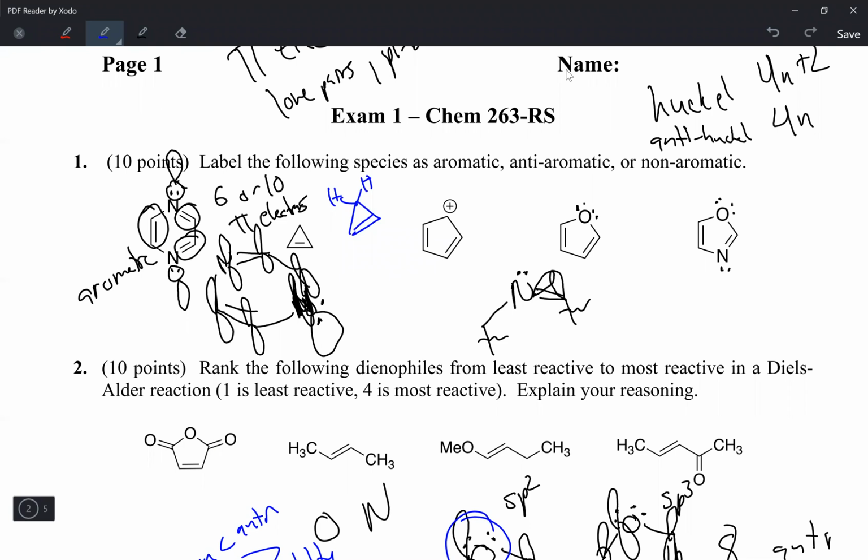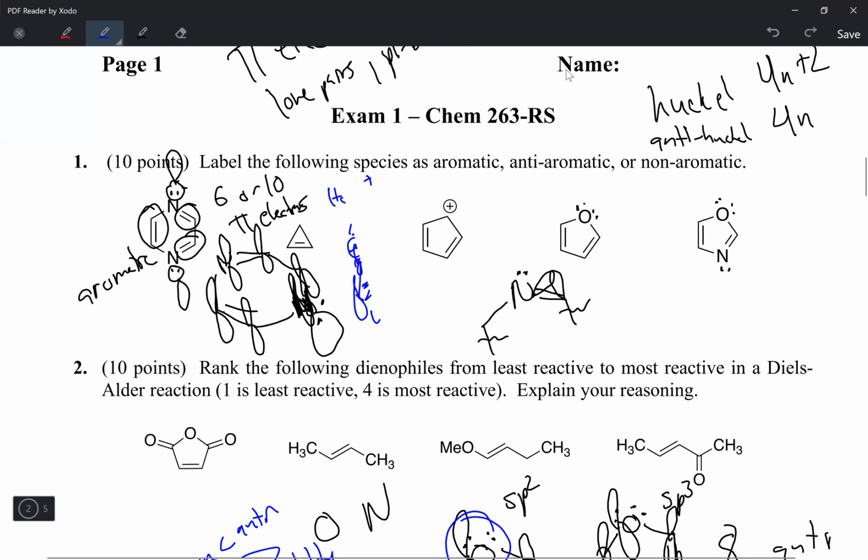But if I made this a positive charge, then what would it be, anti or aromatic? It would be aromatic, 4n plus 2. In this case, n is just 0, so 2 pi electrons, and everything here has a p orbital. But as it is right now, that's supposed to be anti, right?